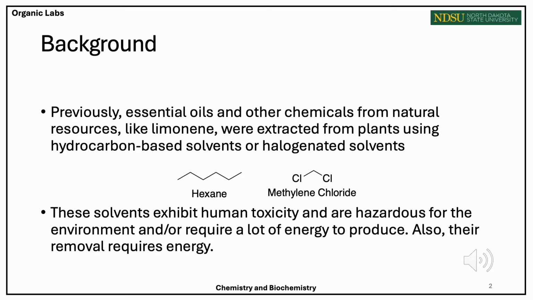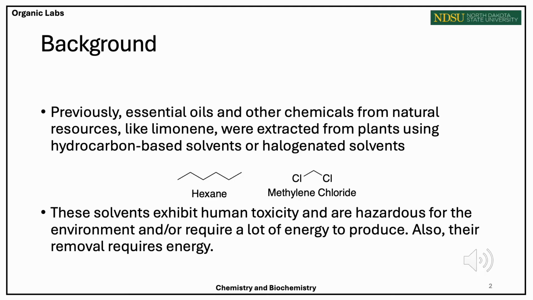Previously, essential oils and other chemicals derived from natural resources were extracted from plants using hydrocarbon-based solvents like hexanes or halogenated solvents like methylene chloride. Hexanes is a highly flammable liquid and vapor. It is also toxic to aquatic life with long-lasting effects. These solvents exhibit human toxicity and are hazardous for the environment and require a lot of energy to produce. Also, the removal of these solvents requires a lot of energy as well.